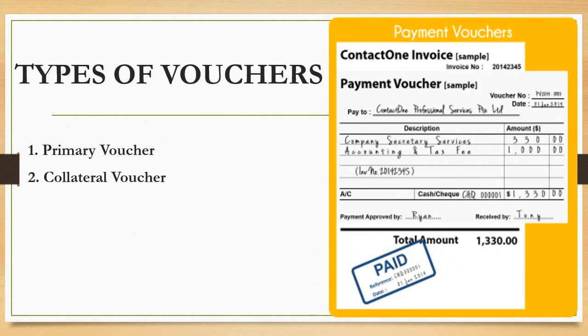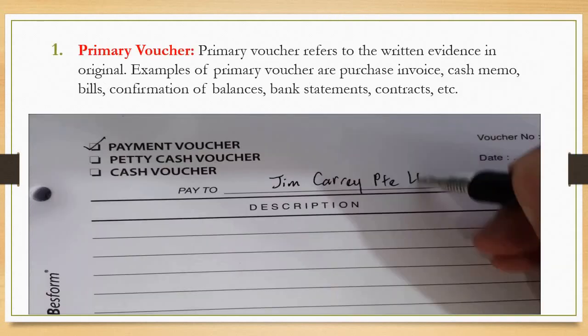Next we have types of vouchers. There are two types of voucher: one is primary voucher and the other one is collateral voucher. Let us see these types of vouchers one by one. The first one is primary voucher. What is primary voucher? Primary vouchers refer to written evidence in original, so it should be the original voucher. Examples of primary vouchers are purchase invoice, cash memo, cash bills, confirmation of balances, bank statements, contracts, etc.